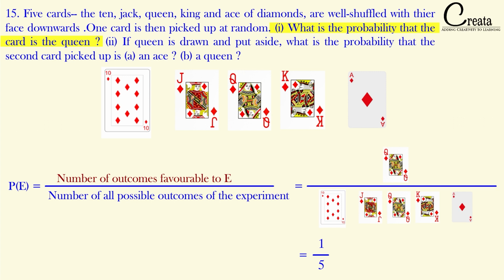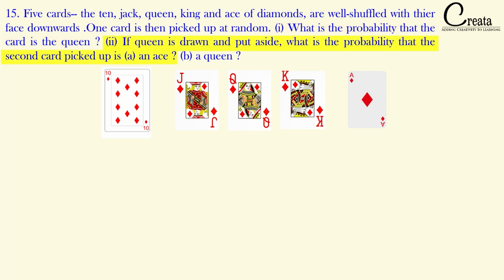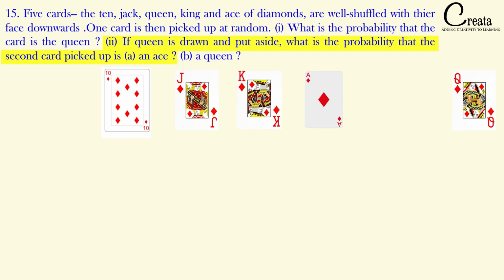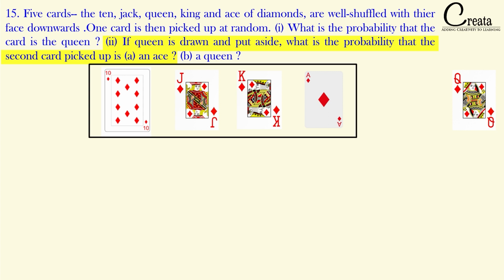in the denominator. Second part of the question: if the queen is drawn and put aside, what is the probability that the second card picked up is first an ace? So in the second part, the queen is drawn and put aside. So the queen is taken and we have put it aside. So now we are having total 4 cards. Queen is not a part of the pack. We are having only 4 cards.